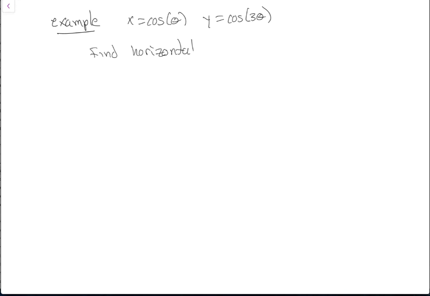Let's take a look at another example, and let's look at one that involves some trig functions, just because these usually cause some issues. So let's consider the curve x equals cosine theta, y equals cosine of 3 theta. And let's just ask the question, find horizontal and vertical tangents. All right, where are those?